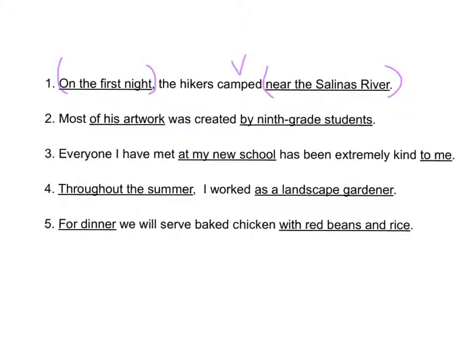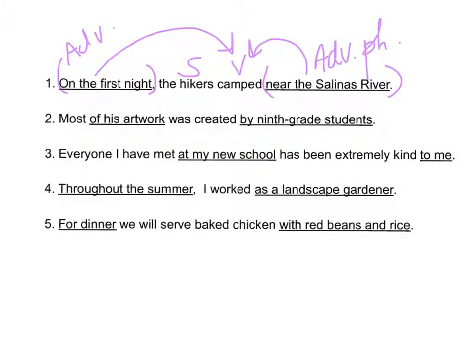Camped is the verb. Who camped? Hikers camped. We don't have a lot of other words outside of the phrases, so we'll leave it at that. On the first night, what happened on the first night? They camped. It is modifying a verb, so this is an adverbial phrase. Near the Salinas River. Hikers near the river, or they camped near the river? They camped near the river. Therefore, this is also an adverbial phrase.